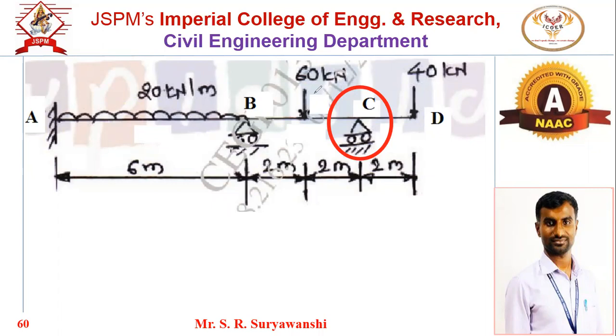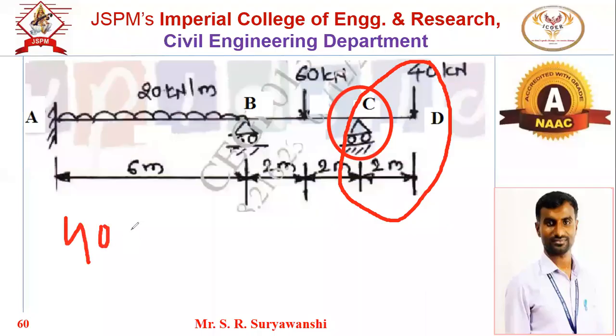Sir, 80. 80. Very good. Means at this end support C, the movement will be only due to the overhanging span. And that moment is your 40 point load into perpendicular distance 2. That will be 80 kilonewton meter.